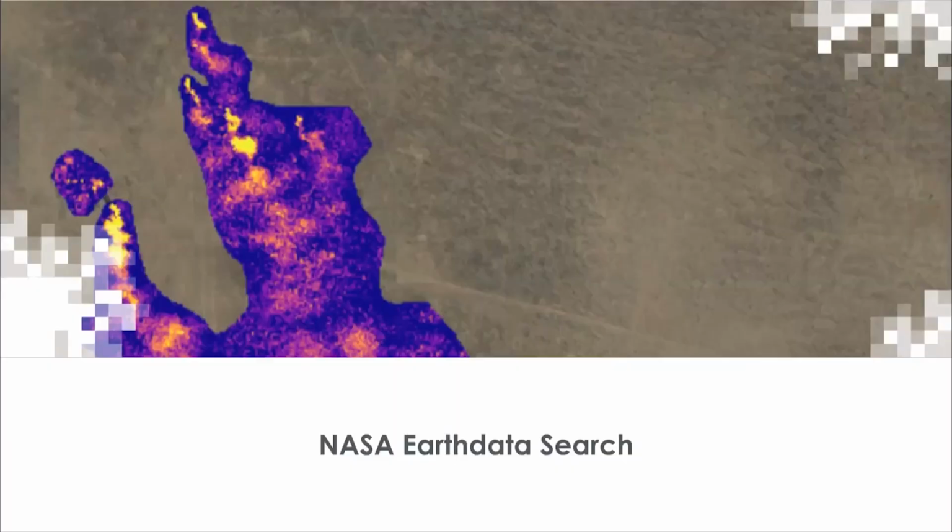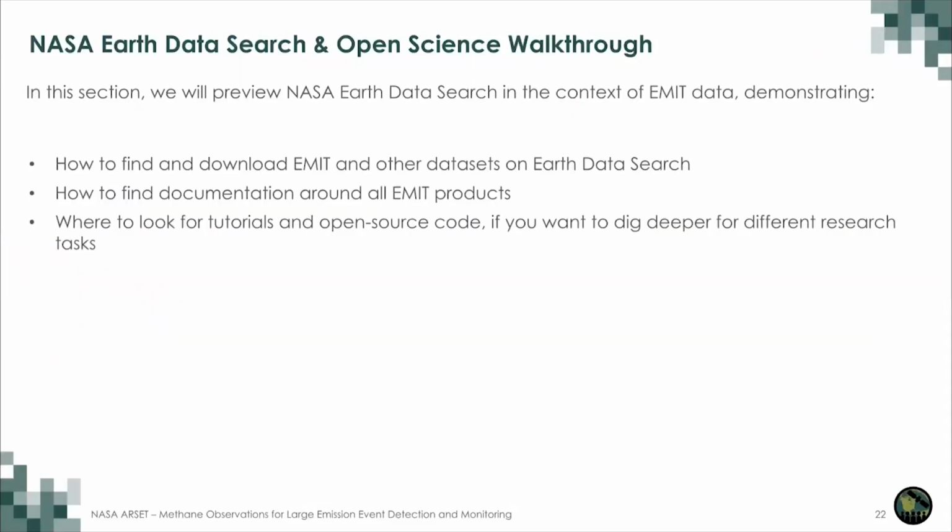All right, so next up, we're going to take a look at some additional ways that we can explore EMIT data using the NASA Earth Data Search tool. We're going to take a moment to find how we can download EMIT as well as other data sets from this tool called Earth Data Search, and how to find some additional documentation on other EMIT data products if you're curious and you want to learn more about those.